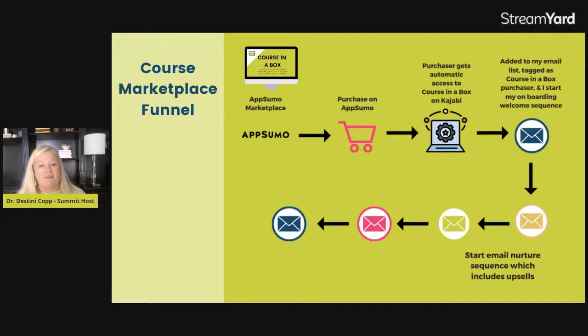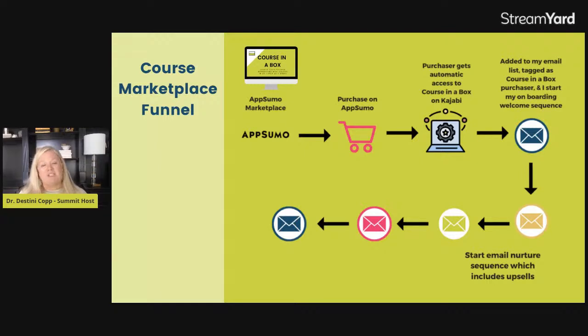So basically how this works: on AppSumo, if you go to their marketplace and search for Course in a Box, you will definitely see my program there. It's one of my flagship programs. I've been selling it for a long time, and I've had a lot of students in this. They purchase on AppSumo, so AppSumo is actually capturing their credit card information and they're purchasing there.